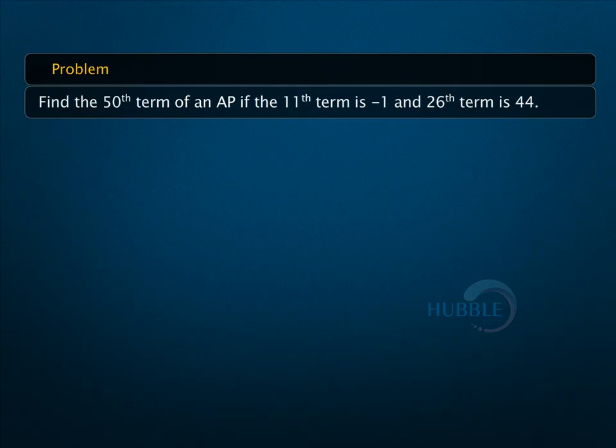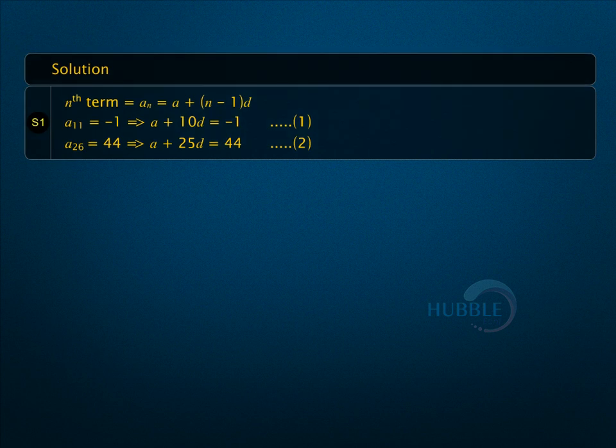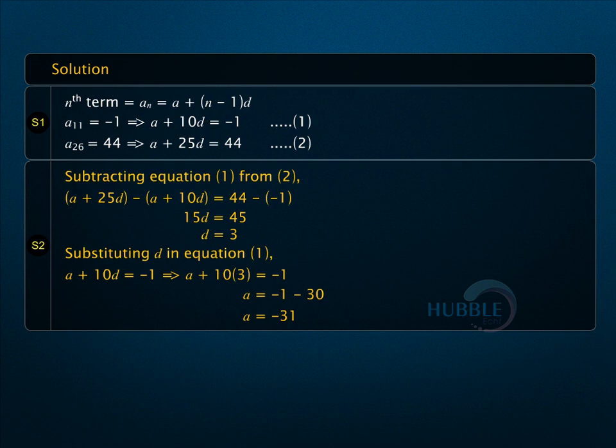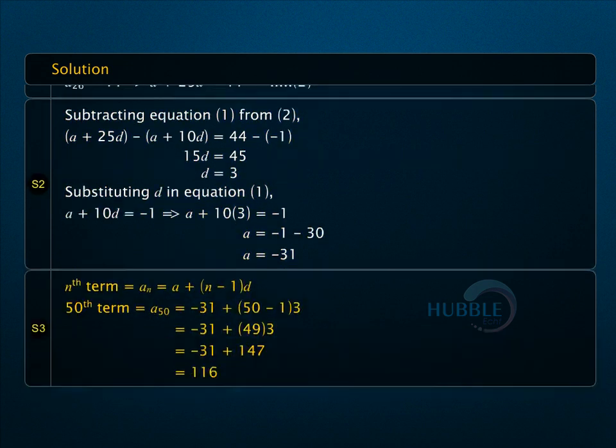Find the 50th term of an arithmetic progression if the 11th term is -1 and 26th term is 44. The 11th term and 26th term of the arithmetic progression are given. Hence, we get two equations in two variables as shown. Next, we solve the two linear equations and find the values of a and d.